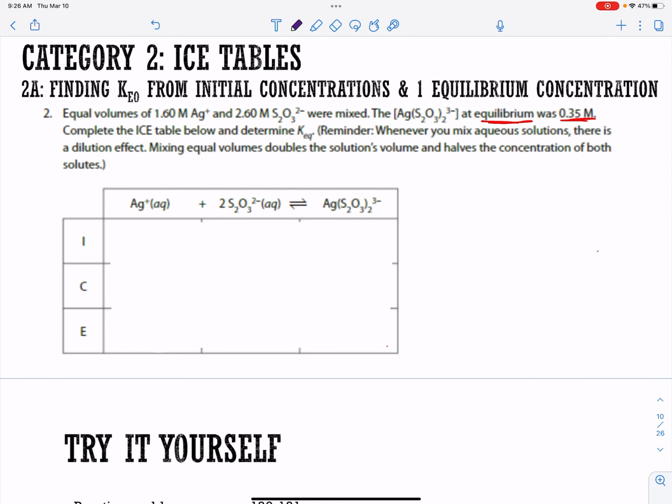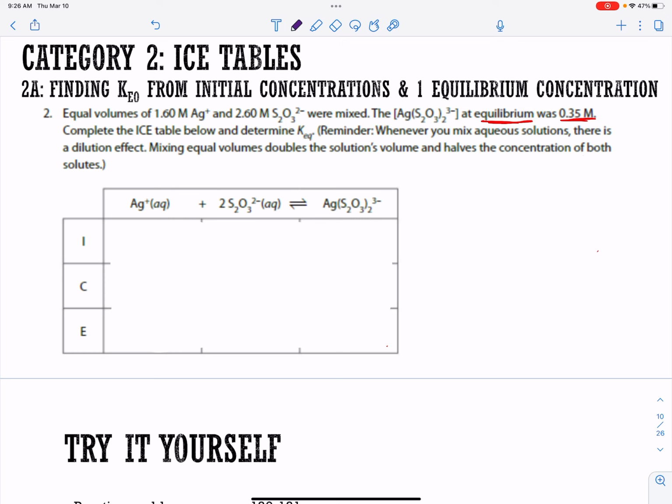So here's an example of a problem where we have a dilution taking place. It said equal volumes of 1.60 molar silver ions and 2.60 molar S2O3 ions are mixed. And at equilibrium, our concentration of Ag(S2O3)2 at equilibrium is 0.35 moles per liter. Complete the ICE table and determine Keq.